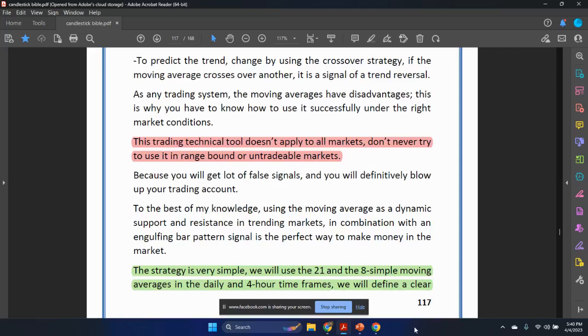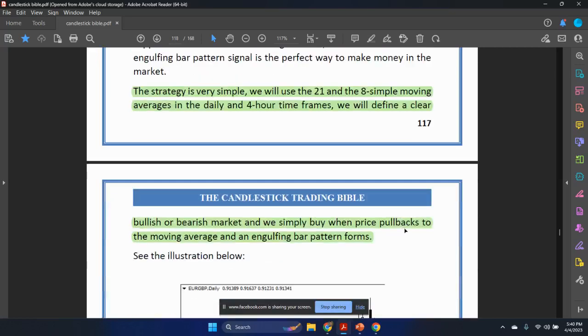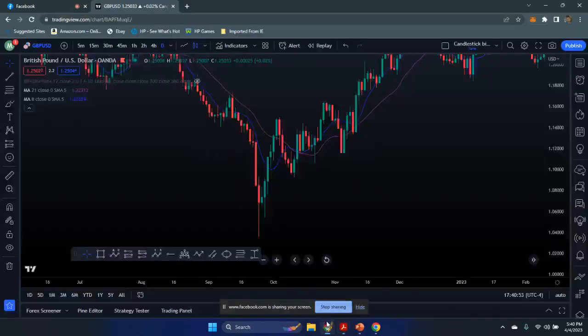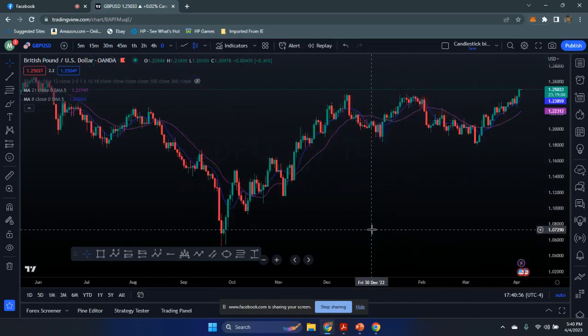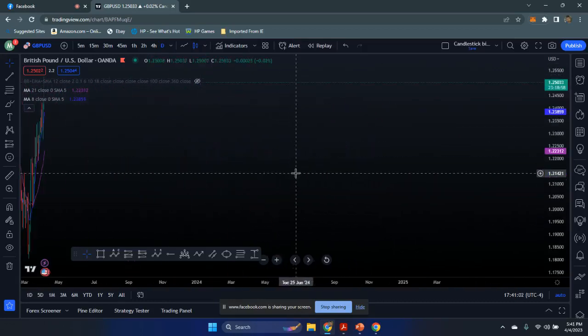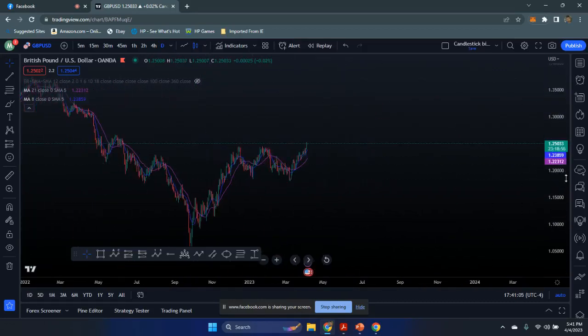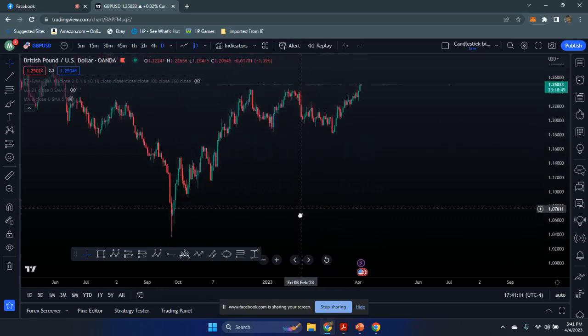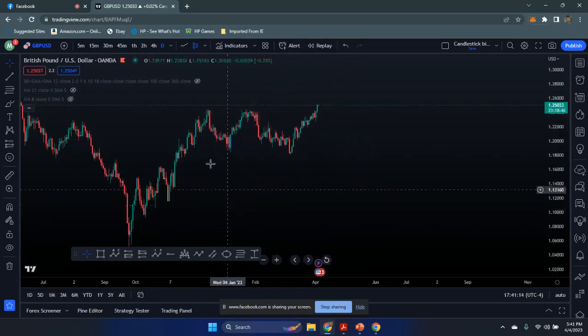Excuse me, sorry. It says we will define a clear bullish or bearish market, and we will simply buy when price pulls back to the moving average and an engulfing bar pattern forms. So what trend are we in? Currently we are in a buy based off the current market structure. We could turn this off right quick if we need to. Let's look through this again. We see our higher highs and higher lows being formed.